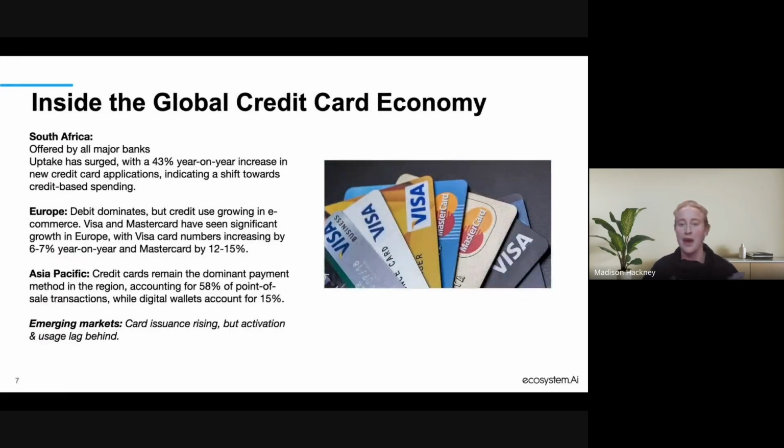So looking, obviously we have a South African audience. In South Africa, credit cards are offered by all the major banks, including FNB, Standard Bank, Nedbank, Absa, Investec, all of them. And while credit cards have not always been the most popular form of transacting, there has been a surge in uptake, with a 43% year-on-year increase in new credit card applications.